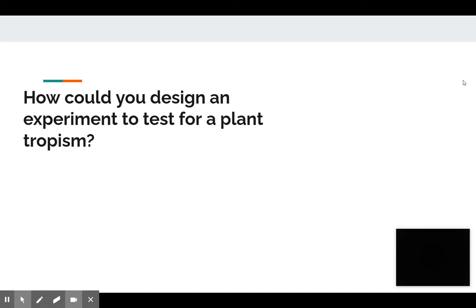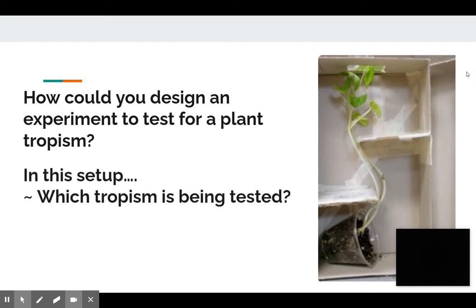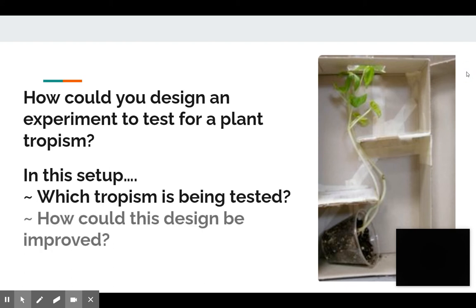These types of growth patterns can be tested in an experiment. Here's an example of a very simple but kind of fun experiment that someone set up. Think about a couple things in this setup. Out of those tropisms you just learned about, which one are they trying to test? And also think about how they could improve this experiment design. There's something that they could do to isolate their variable a little bit further.